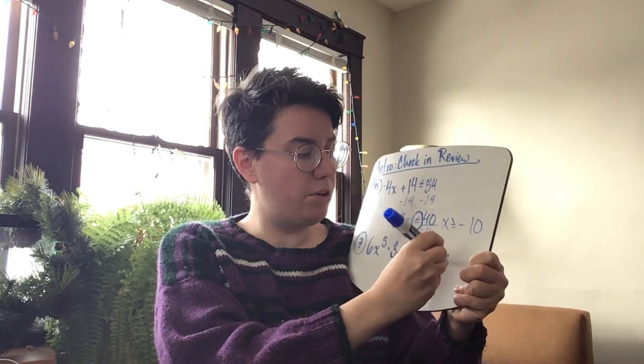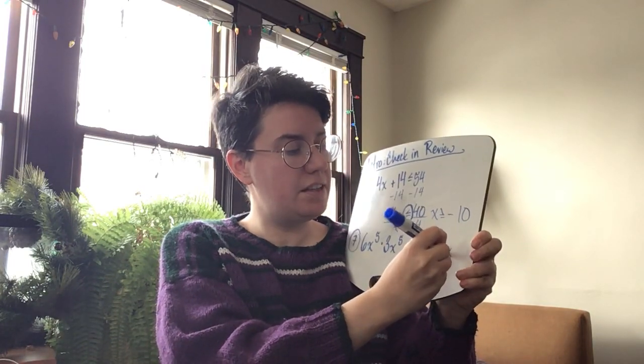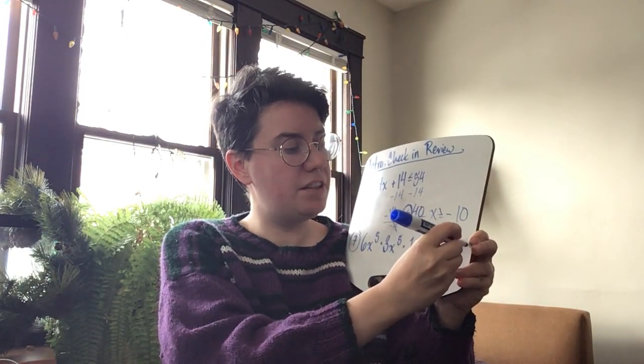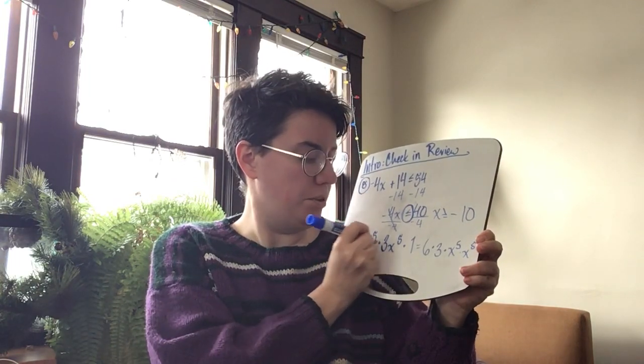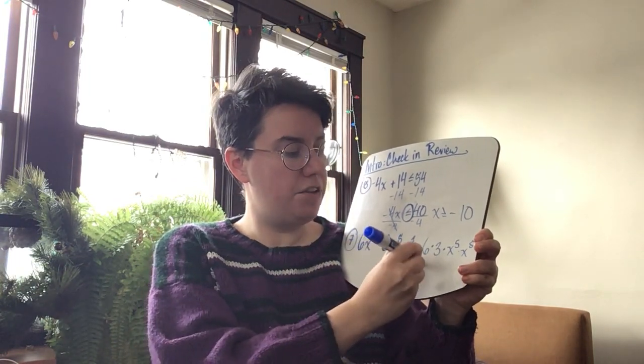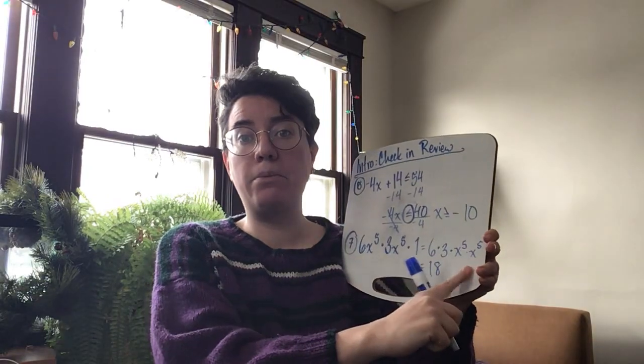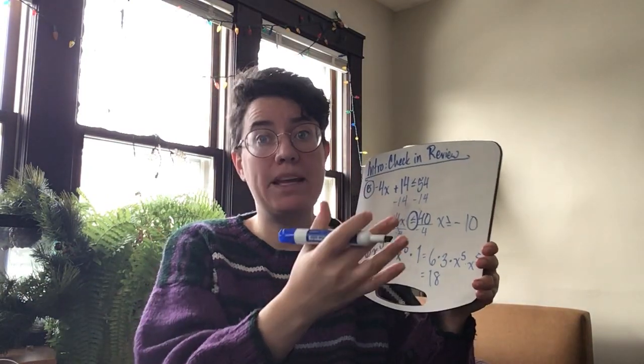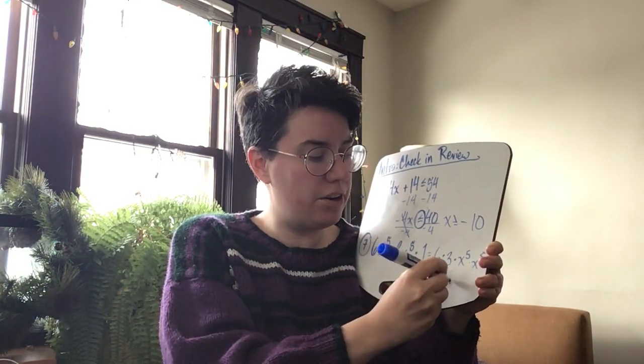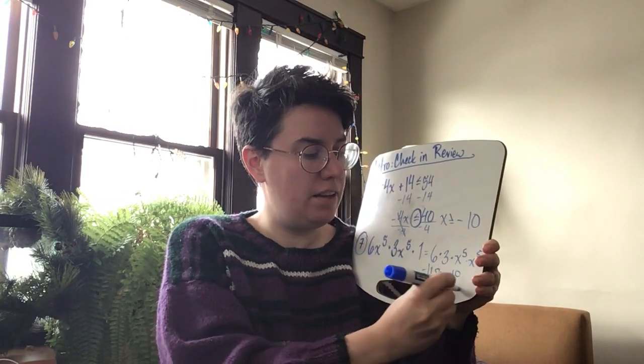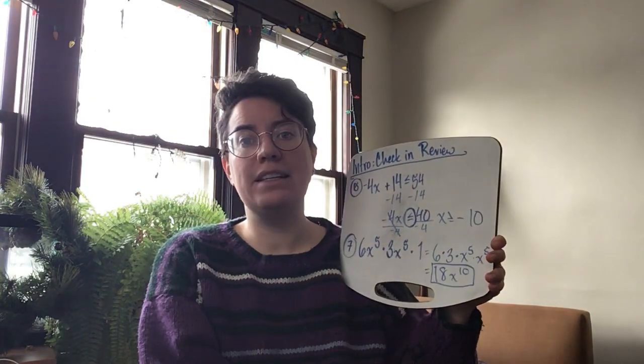So I'm going to reorder my multiplication. 6 times 3 and x to the 5th times x to the 5th, because these are all just multiplied together, which is how you get 18. And then here, if you remember, we add our exponents, or you can expand them out and count. Either way, you're going to end up with 10 x's, so 18x to the 10th.